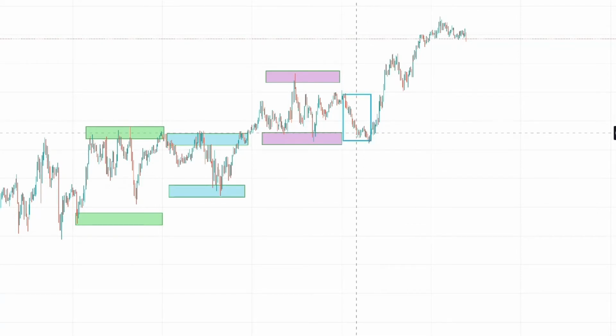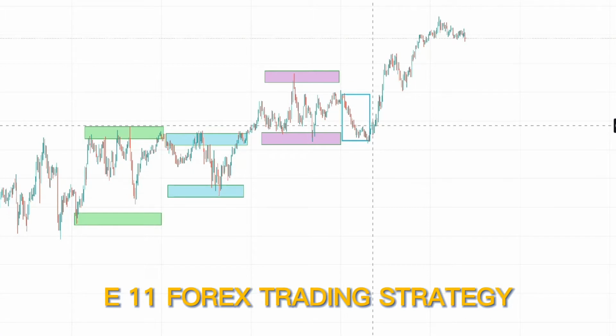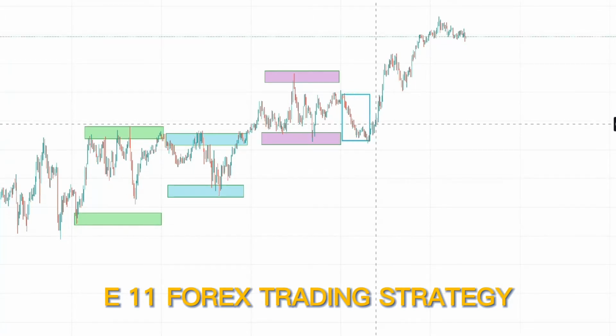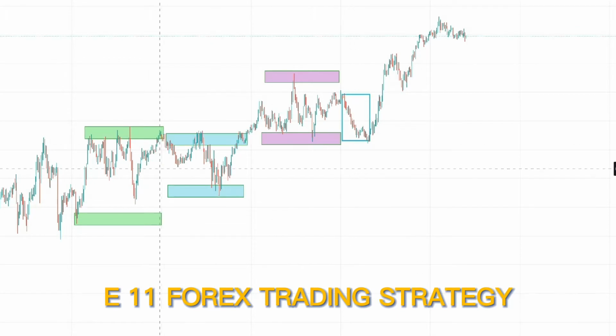Like me, I trade mostly London session, which means I will count 8 hours from where the market opens, until London session. And then from there, I begin to check my entries using this strategy. So let me share with you how this strategy works.